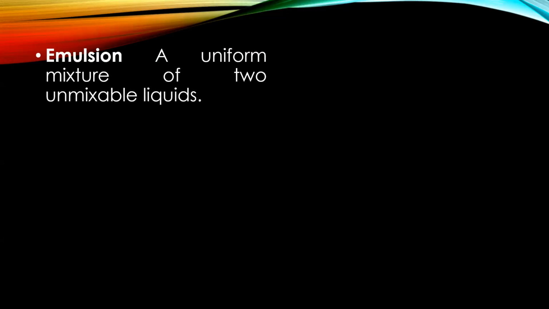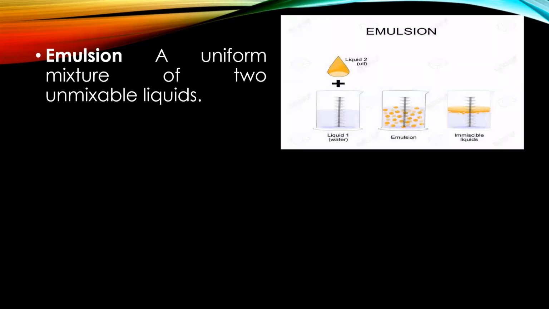Emulsion can be explained as a mixture of two unmixable or immiscible liquids. A classic example would be mayonnaise, which is an emulsion made of egg, which is water, and oil, as in fat, combined together.